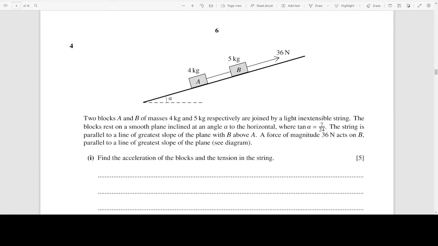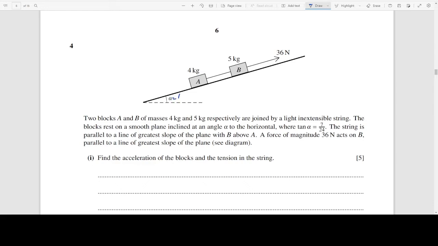Moving on, two blocks with masses 4 kg and 5 kg respectively are joined by a light inextensible string. I just don't know what's up with this paper, there are very many slope questions. The block rests on a smooth plane at an angle alpha to the horizontal, where tan alpha is 7 upon 24.